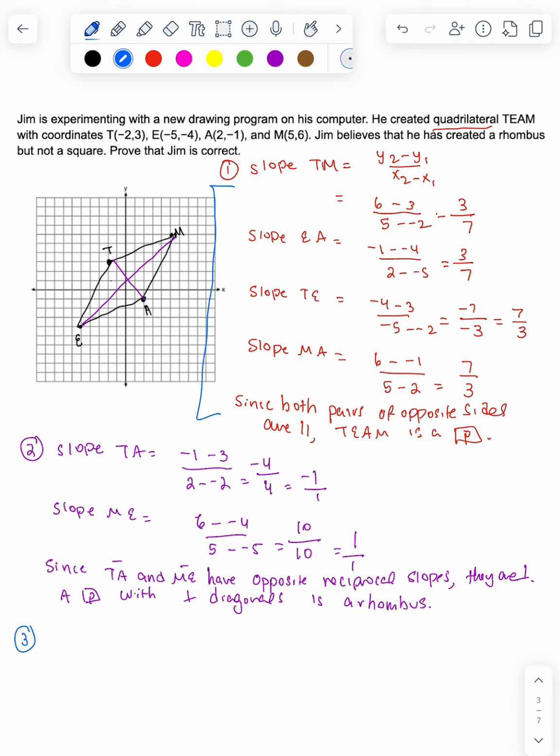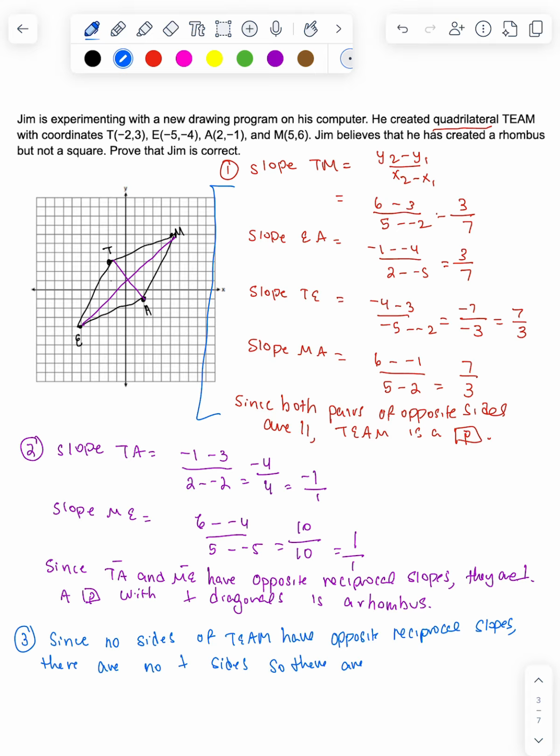I'm going to write that. Since no sides of TEAM have opposite reciprocal slopes, there are no perpendicular sides, so there are no right angles. That means TEAM is not a rectangle.